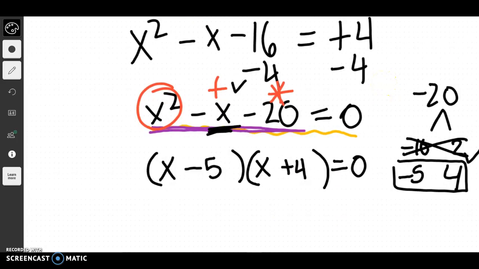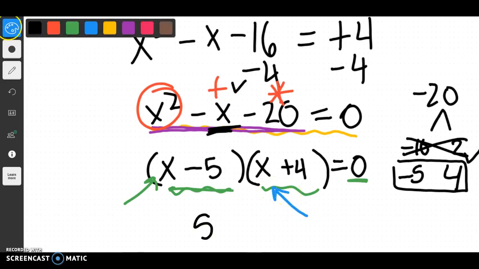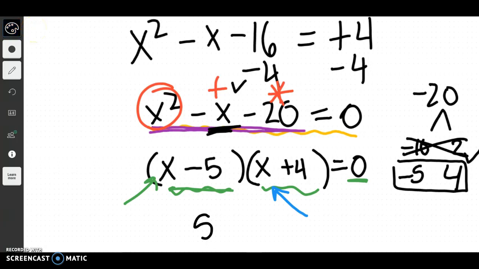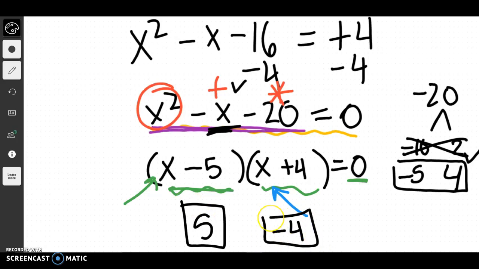Now at this stage, we don't have the answer just yet because we just have x minus 5 and x plus 4 equals 0. So we have to think, what number could I plug in for x to make this thing become 0? Well, that's easy, 5, because 5 minus 5 would give me 0. Then I could do the same thing with this side over here and think, what number could I plug into x to get 0? And that would be negative 4. So my two x values are 5 and negative 4.